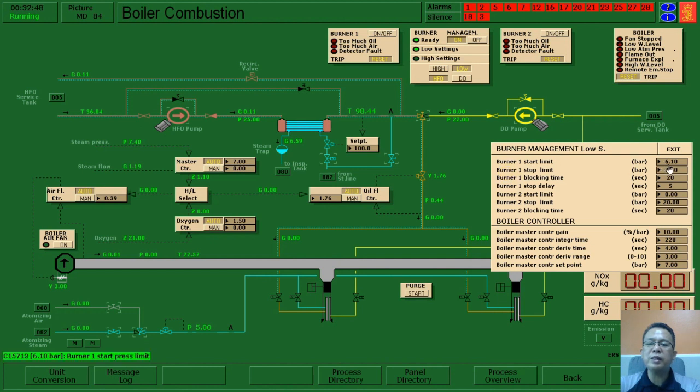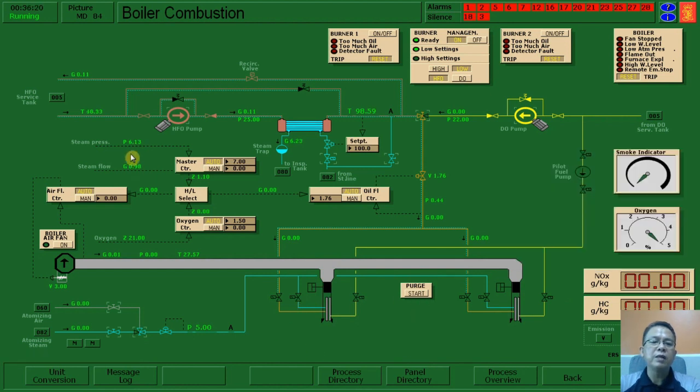So the start limit is 6.10. We need our pressure to go down to 6.10 so that we can see our burner light up. So 6.10, and then it is set, and then we just wait for the next move. We can see that it starts by itself here, and the flaps turn to 70% opening, and it is purging the system. Okay, the purging stage is finished.